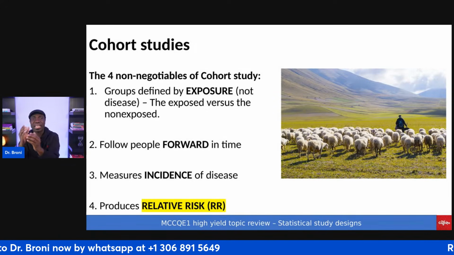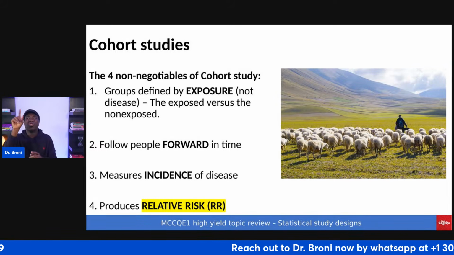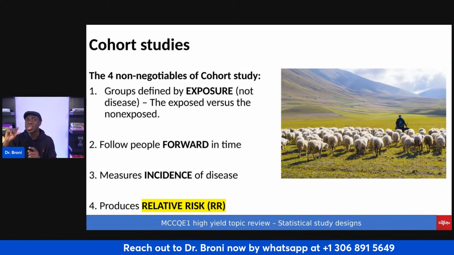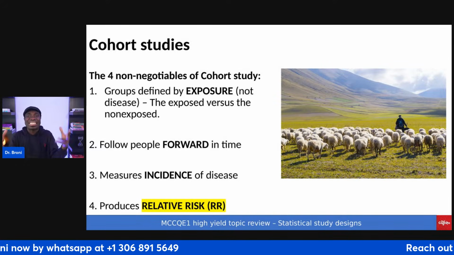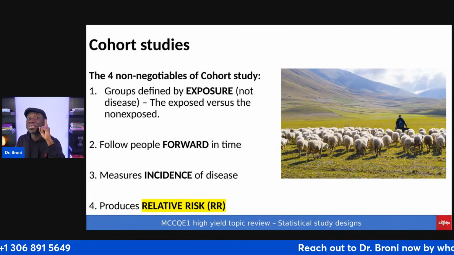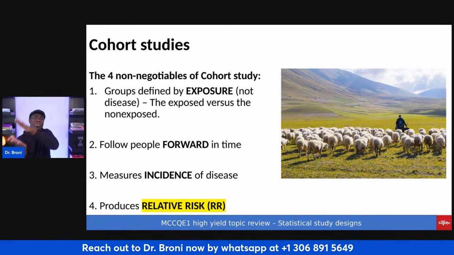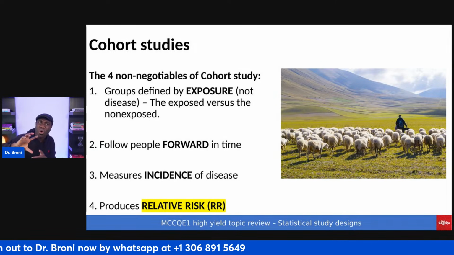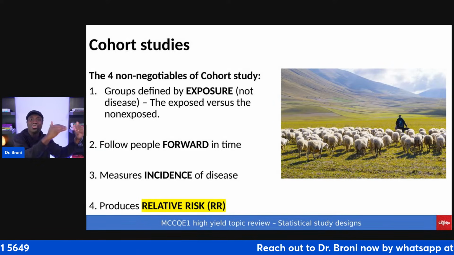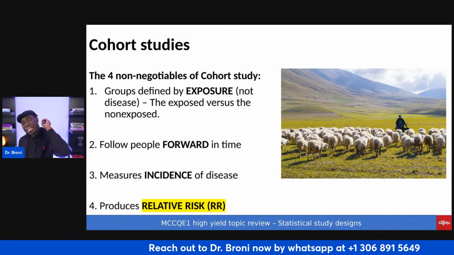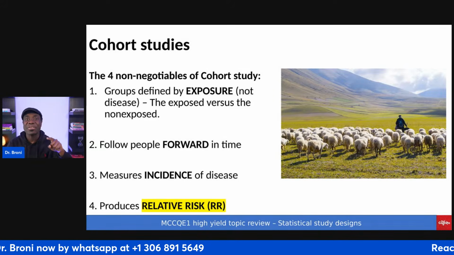So in cohort study, you follow people forward in time. And what are you measuring? In cohort study, you are measuring incidence of disease. And the statistical analysis it generates is relative risk. Why? You are looking at the risk of developing the disease after the person was exposed to smoking as compared to the one who did not smoke. That is why you do the relative risk. So you see, in case control study, we are studying odds ratio. In cohort study, we are studying relative risk.